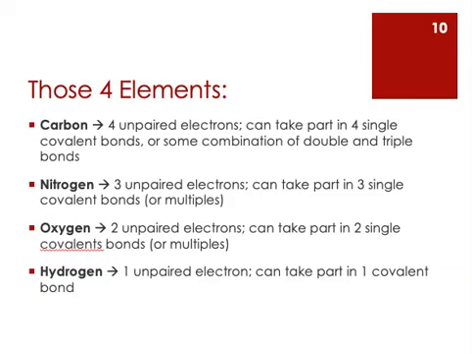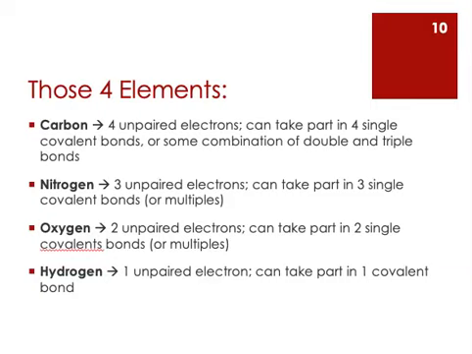It's also possible not to form a single covalent bond, not to share one pair of electrons, but to form 2 covalent bonds or even 3 covalent bonds between two atoms. It depends on how many unpaired electrons there are in that shell. So, since carbon can have 4 single bonds, it could also take part in some combination of double and triple bonds, maybe 2 double bonds or one triple bond and one single bond. Any combination will work as long as it finds a mate for all 4 of those unpaired electrons.